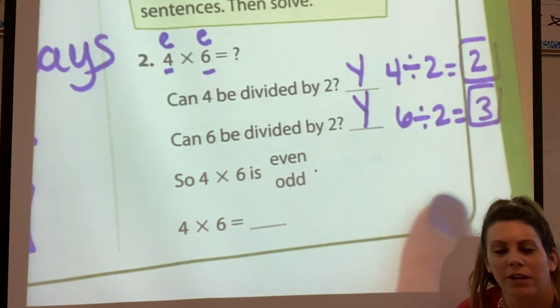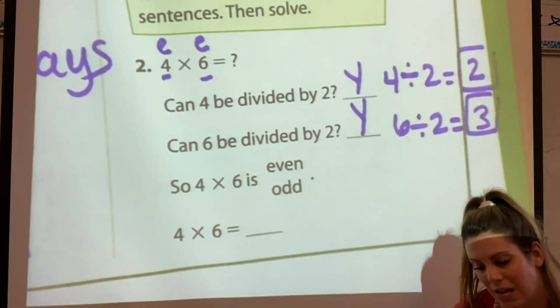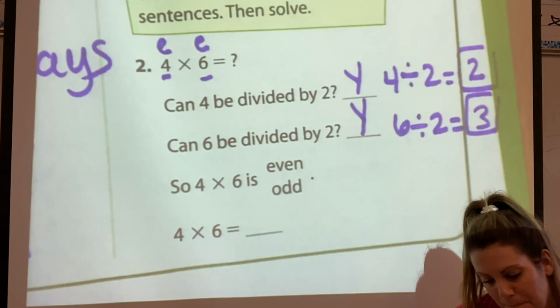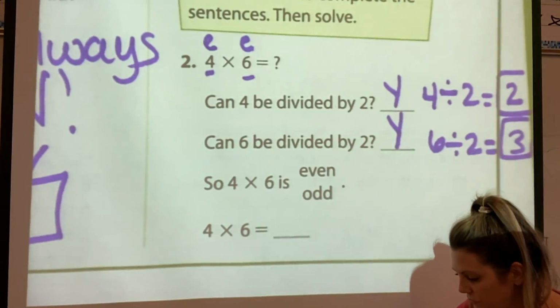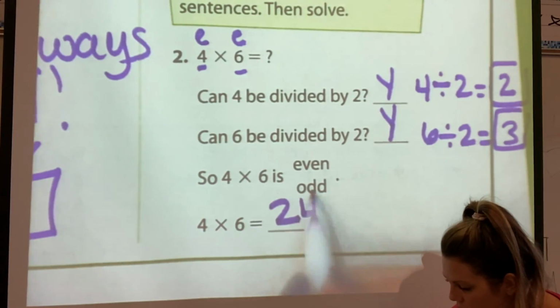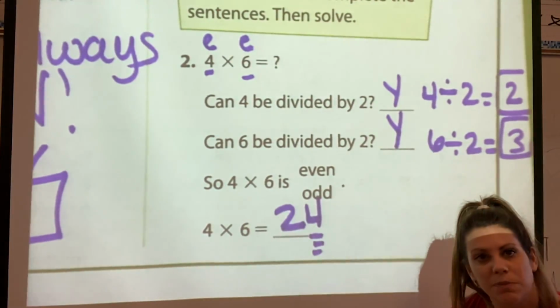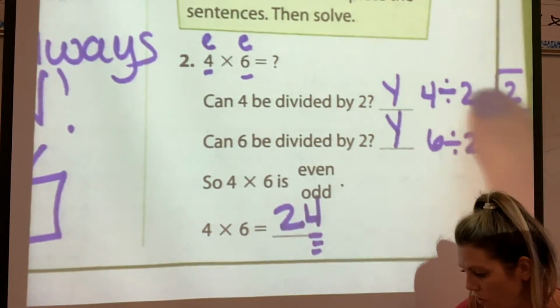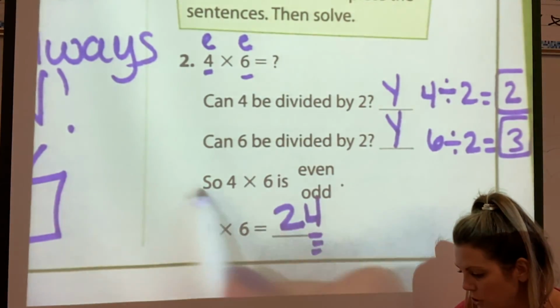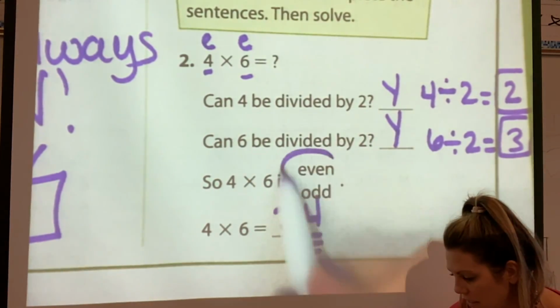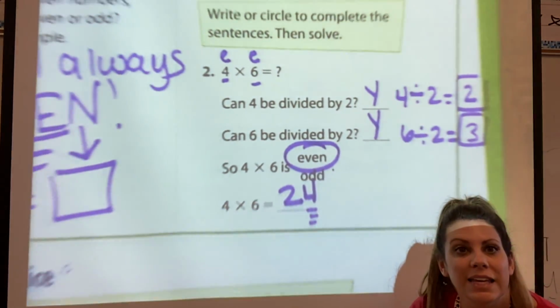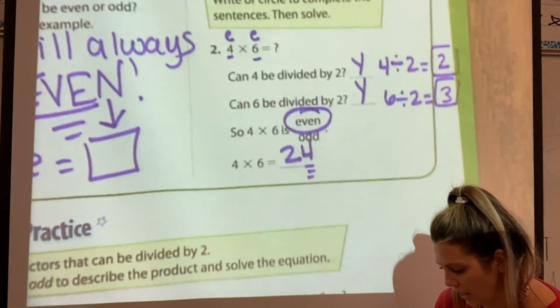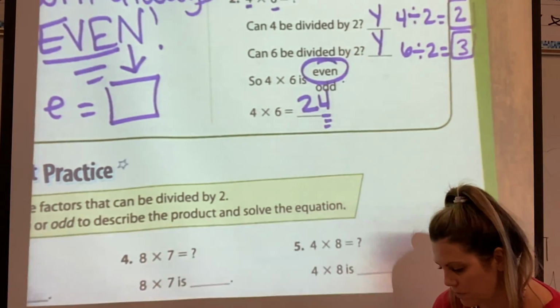Well, we're going to skip down here. We're just going to solve it. What is 4 times 6? It's 24, right? And you're going to remember Mrs. Harp always said, look in the ones place. And 4, you already told me, is even. So 4 times 6 is even, because even times even equals even, right?